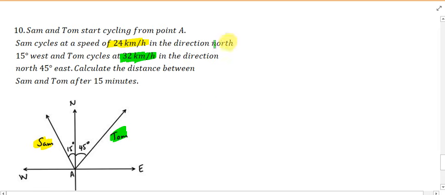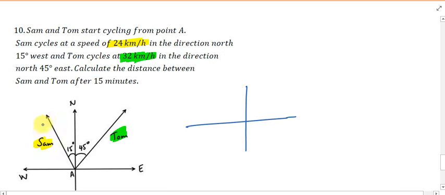24 kilometers per hour in the direction of north 15 degrees west, right? So 15 degrees west, northwest. And Tom cycles at 32 kilometers per hour in the direction north 45 degrees east. Calculate the distance between Sam and Tom after 15 minutes. So after 15 minutes, remember this person is going at 24 kilometers per hour, so we need a new diagram.